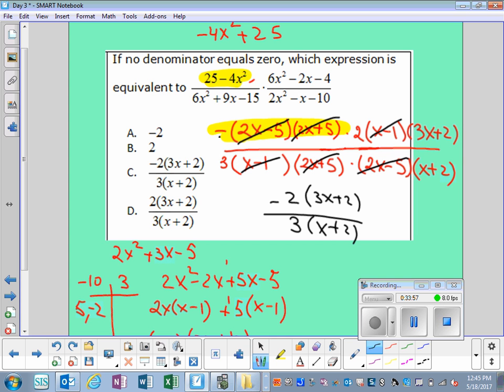Can I cancel out these x plus 2's? No, you can't. There is a 3. The 3 was outside the parentheses. Yes, exactly. Okay, so I'm done. Here is my answer. Answer C. Perfect.